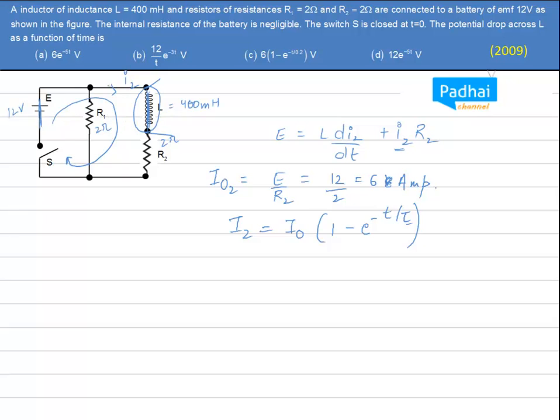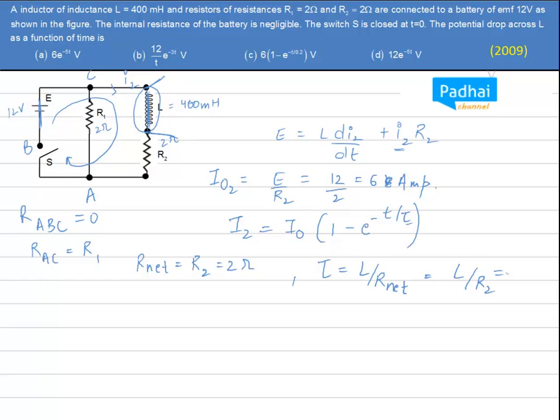If I see this wire ABC, its resistance is 0, but the resistance of AC is R1. These two are in parallel, so the net resistance is 0. That means across these ends, the total resistance R net will be R2 only, that means 2 ohms. So to calculate the time constant, we write L by R, where R is R net, that means L by R2.